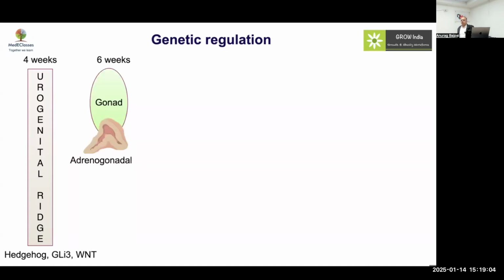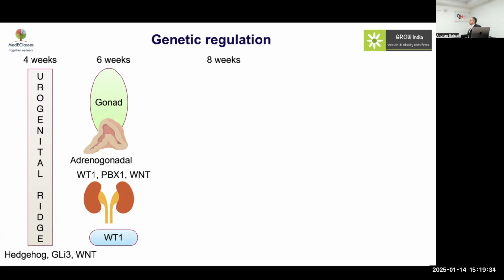At 6 weeks, you have separation into an adrenogonadal region, which involves multiple genes. The most important of them would be WT1, which we all know about. The gonadal development plays a major role there, and the kidneys. So from the urogenital ridge, the adrenogonads separate and the kidneys become separate earlier. So if you talk about problems, often you find adrenogonadal problems more commonly, but of course kidney problems can also happen because of WT1.